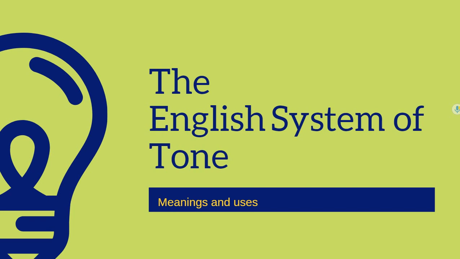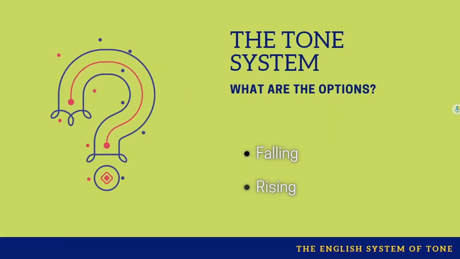We finally got to the study of the English system of tone. What are the meanings and what are the uses of the fallings and the risings that we can use? The first thing we have to remember is that we have two options, and these options, the options that are within falling tones and within rising tones, share some degree in meaning.